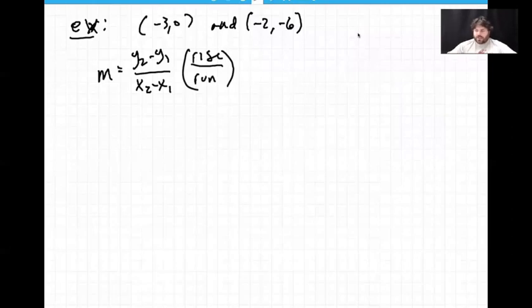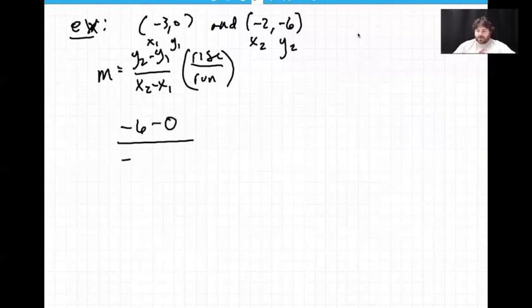All right, so let's call this x2 and y2, the second x and y. And we'll call this the first one, x1, y1. Now, it doesn't matter which one you call the first point and the second point, but you do have to make sure that you're consistent. So y2, which is -6, minus y1, which is 0.